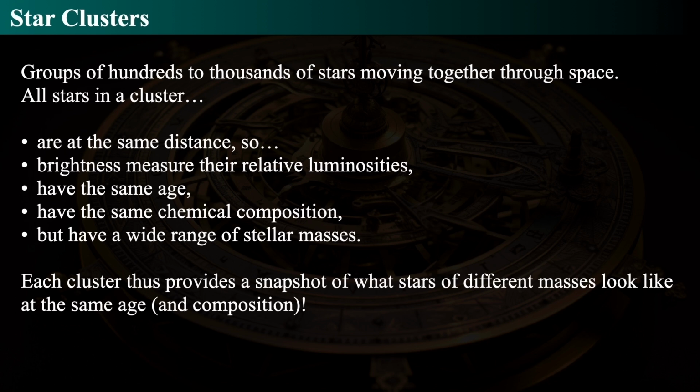Now, the other thing we're assuming is because they were all born at the same time, they roughly have the same chemical composition, meaning how much hydrogen and helium, and all the other elements heavier than hydrogen and helium, they have. And we also find that they have an enormous range of stellar masses. And it's that last point that really tells us a lot about the star cluster. So the cluster provides snapshots. All right, so here's what we're going to look at.